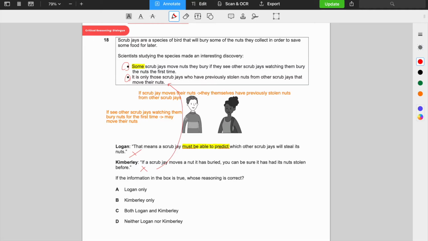So both of them are wrong. Option D is our answer. Okay, let's go on to our next question.